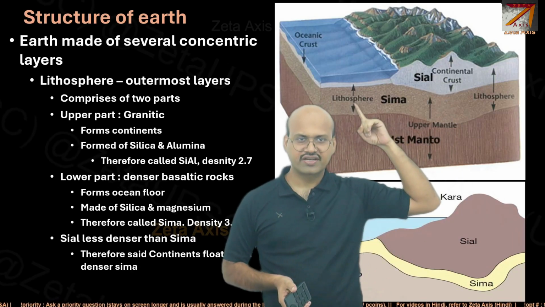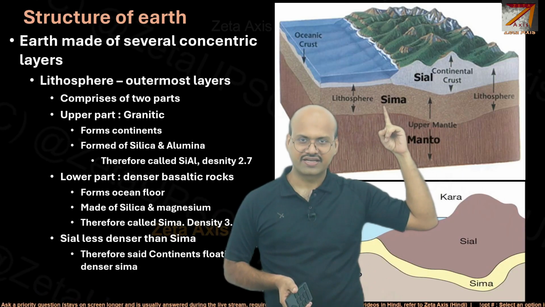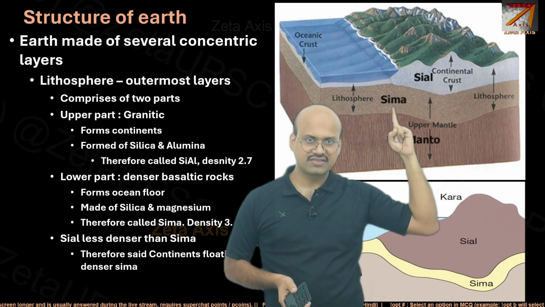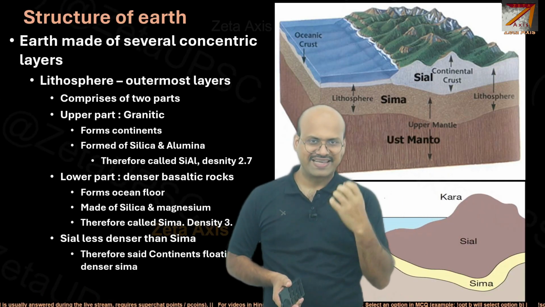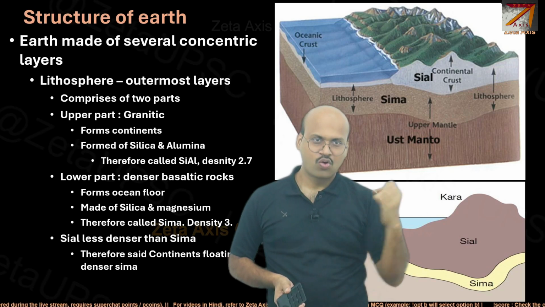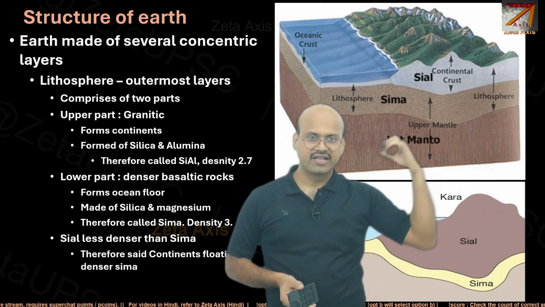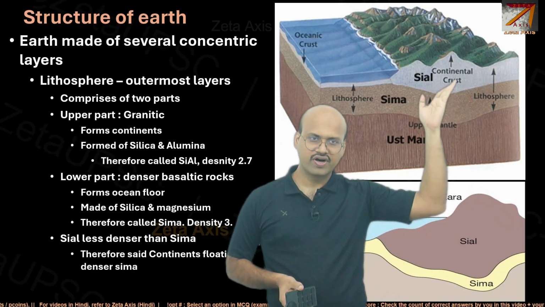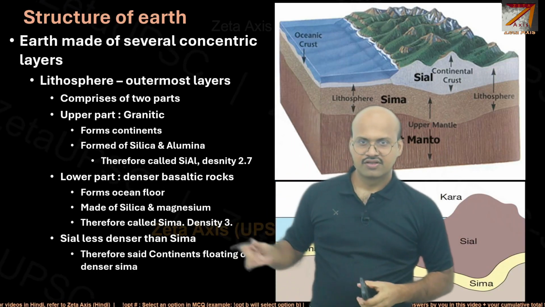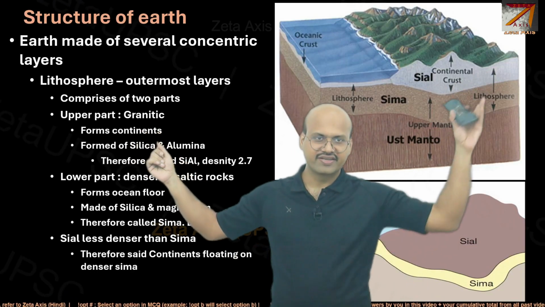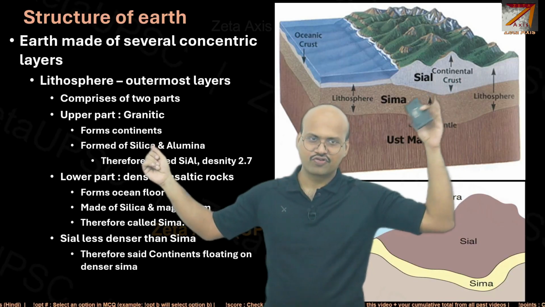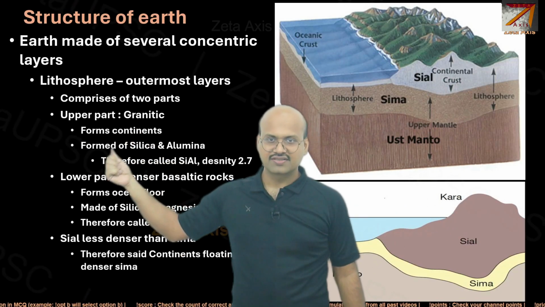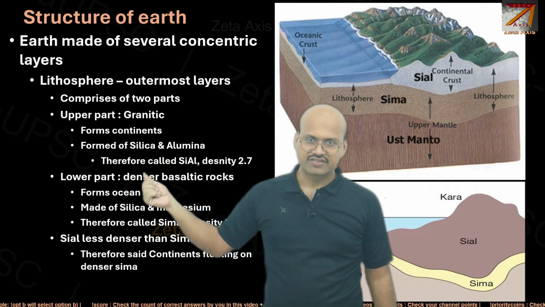The oceanic crust is formed by sima, that is silicon and magnesium, while here it is formed of silicon and aluminium. The sima is actually denser, therefore heavier, while the sial is less dense, therefore lighter, therefore it is located over the sima. So the upper part is granitic. This is true for the continental region. If you are going for the oceanic region, then it will be basaltic. It forms the continents, formed of silica and aluminium, that is why it is called sial.